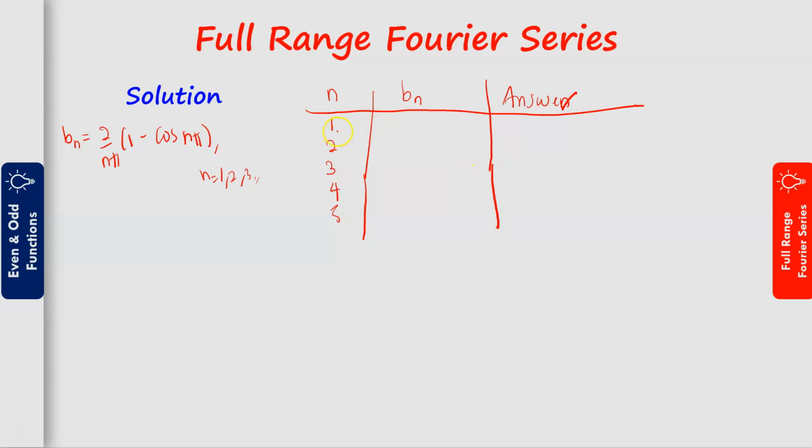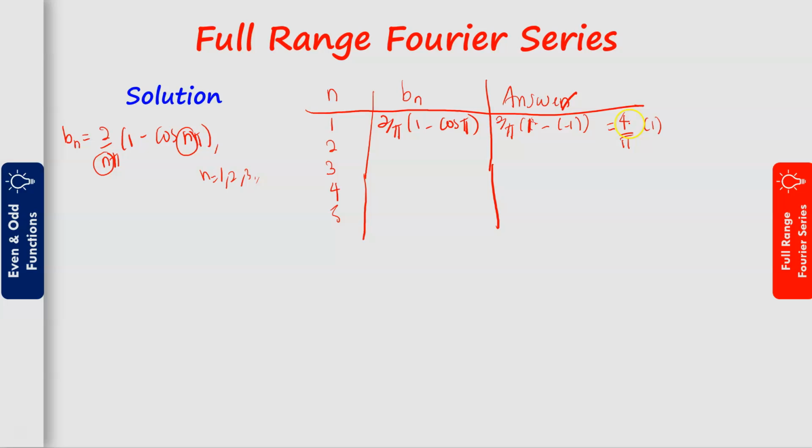When n equals 1, when we substitute n with 1, we have 2 over pi, 1 minus cos pi. And cos pi is equal to negative 1. So we have 2 over pi, 1 minus negative 1, which means I will have 4 over pi times 1.